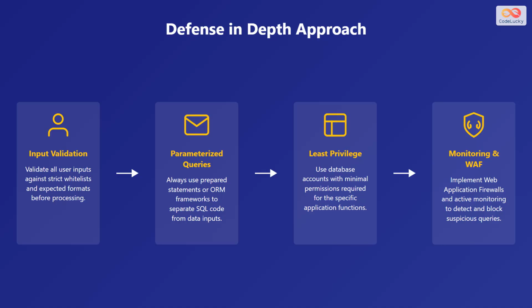Next, apply the principle of least privilege for database accounts. Use database accounts with minimal permissions required for the specific application functions. The final layer is monitoring and web application firewalls. Implement web application firewalls and active monitoring to detect and block suspicious queries.